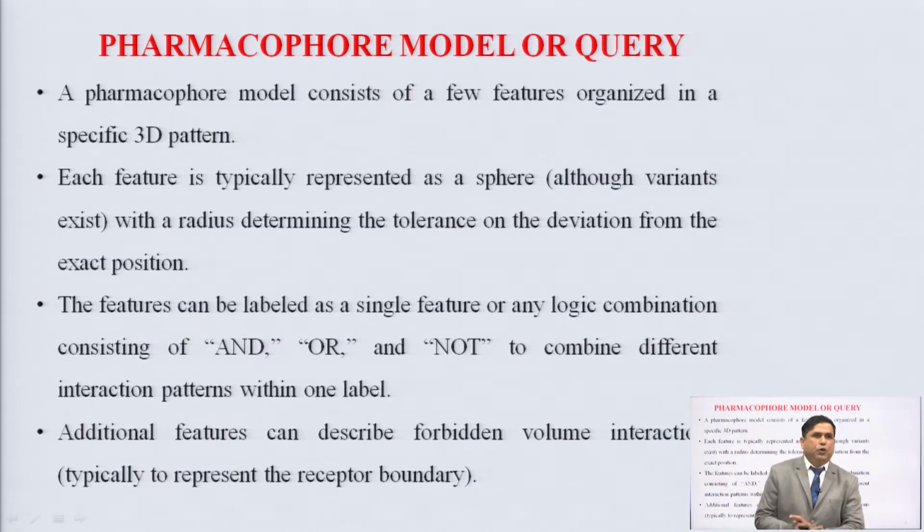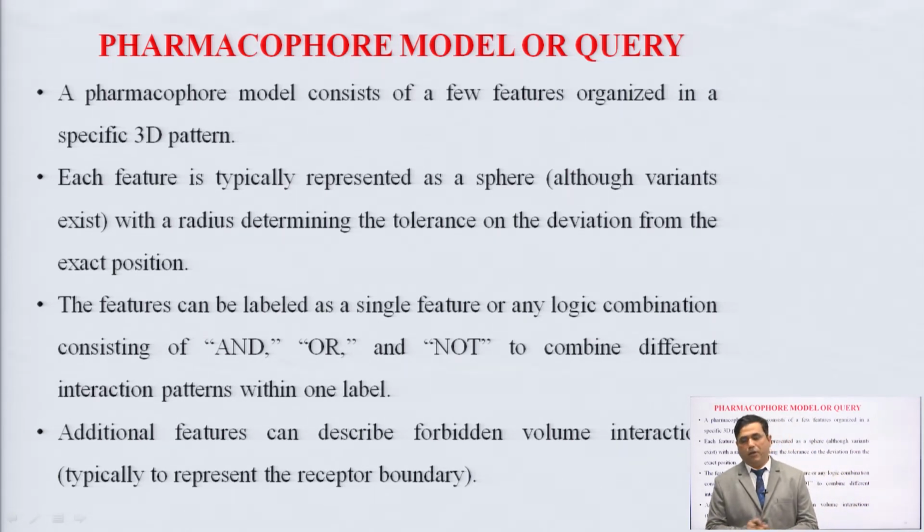Here this pharmacophoric model consists of a few features organized in a specific 3D pattern. Each feature is typically represented as a sphere, and the feature can be labeled as a single feature or any logic combination of and, or, not to combine the different interaction patterns within the label. Additional features can be described as forbidden volume interactions, typically to represent the receptor boundary.